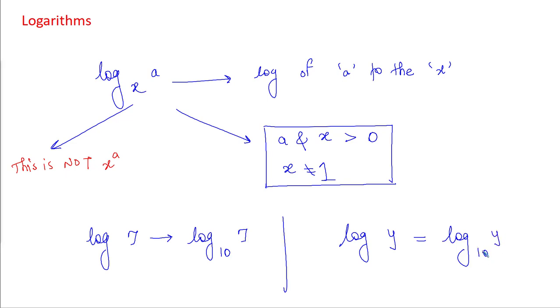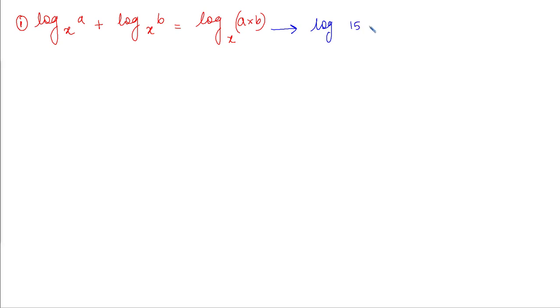Now let's start with the properties. The first property is log of a to the base x plus log of b to the base x is equal to log of a into b to the base x. For example, if I say log of 15 plus log of 3, this is going to be log of 15 into 3, which is log of 45. Here I did not write the base, meaning the base is by default 10.